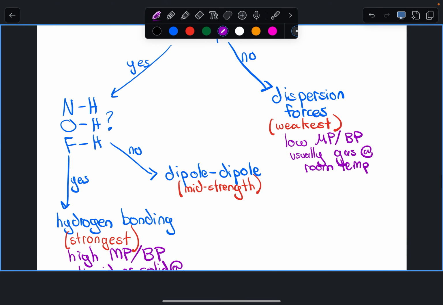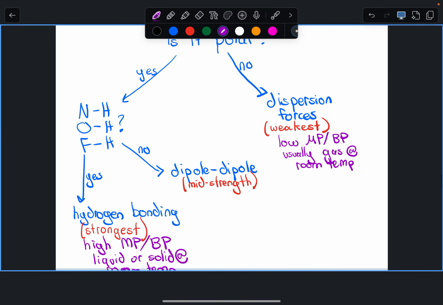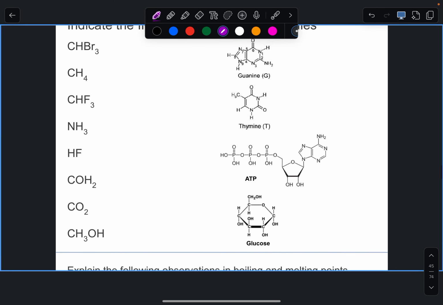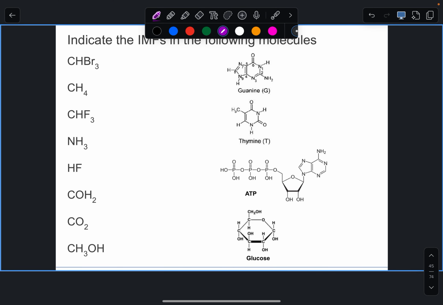Okay. So after we talk about why this is the case, like why the dispersion forces are weaker and why hydrogen bonding is stronger, what we'll do is come to this chart, and we'll use that flow chart to identify the main or strongest intermolecular force that exists in each of these molecules. So that's where we're headed with this.